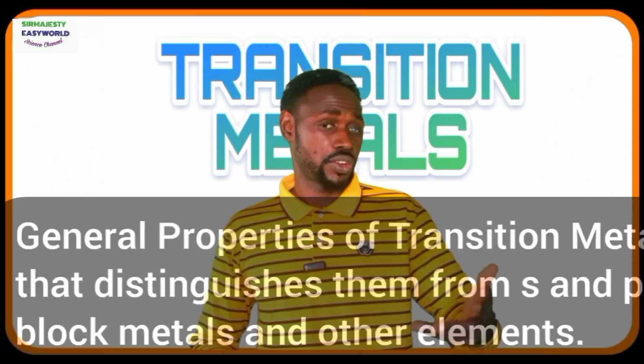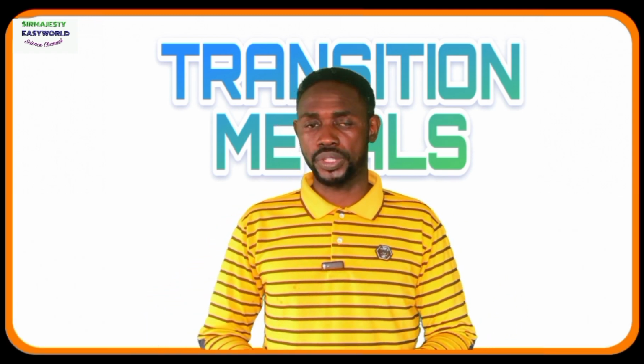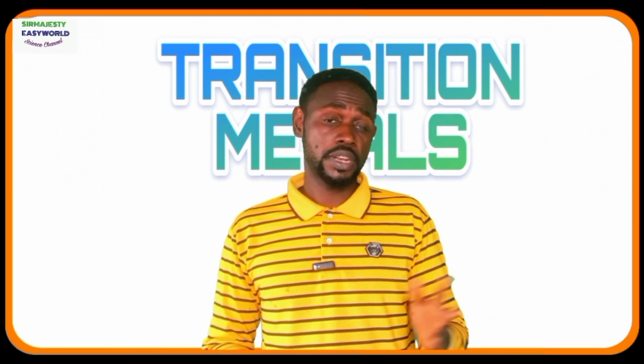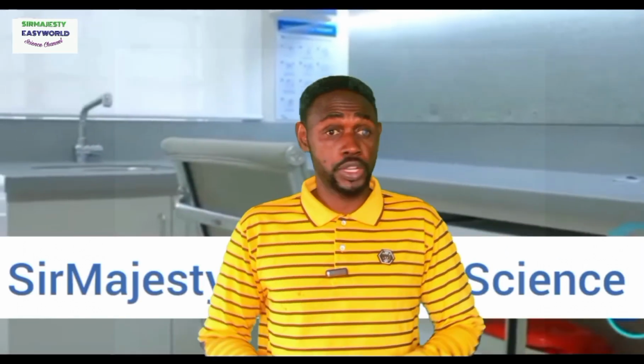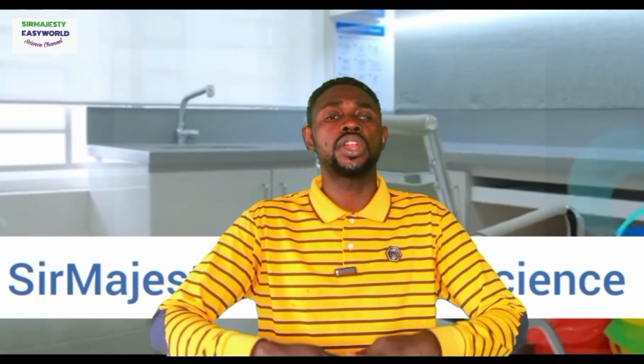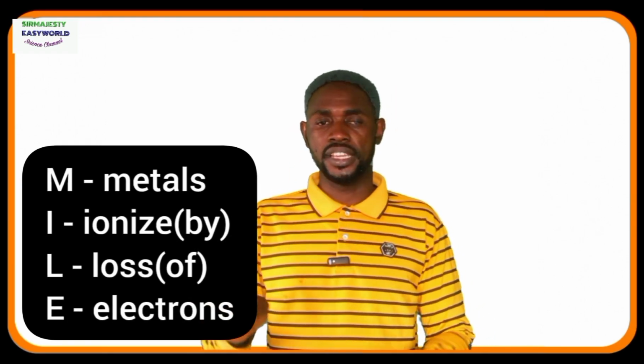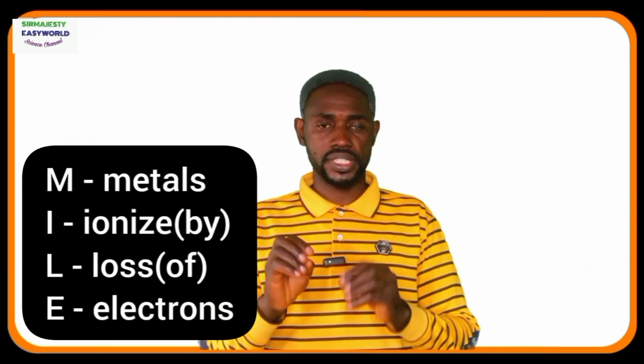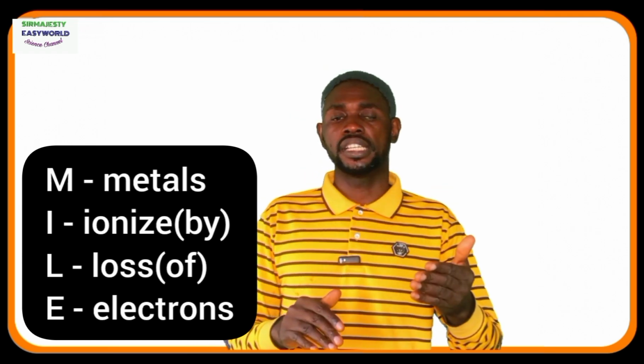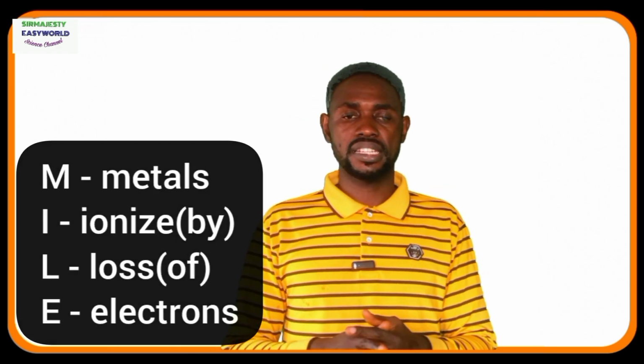We earlier mentioned that they share the same physical properties. Most of their properties are similar to those of s and p block metals because they are metals. For example, they all ionize by the loss of electrons. That gives the definition for every metal as what I call MILE: M for metal, I for ionized by L, loss, and E, electrons. So metals are elements that are ionized by the loss of electrons. You can use that acronym.